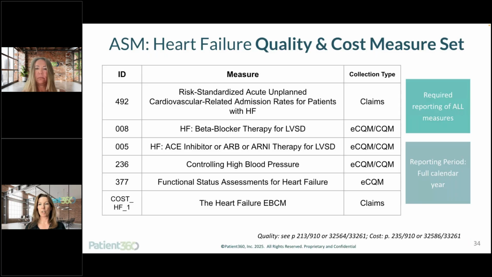claims-based measure is important. It goes without saying that unplanned admission rates are expensive, so they're planning to prioritize this one. The second two, 008 and 005, are intended to drive practice guidelines-based use of medications that have been shown consistently in research and through practice guidelines to improve management of heart failure and heart disease, controlling blood pressure.